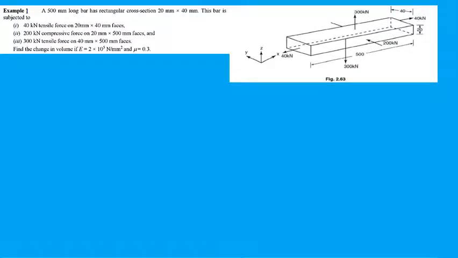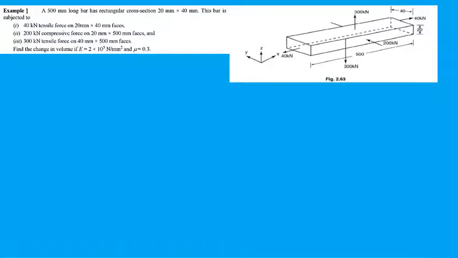Now let us solve the problem. A 500 mm long bar has a rectangular cross section 20 mm by 40 mm. This bar is subjected to: first, a 40 kN tensile force on the 20 mm by 40 mm face; second, a 200 kN compressive force on the 20 mm by 500 mm face; and a 300 kN tensile force on the 40 mm by 500 mm face. Find the change in volume if Young's modulus E is 2 into 10 power 5 Newton per millimeter square, and Poisson's ratio mu is 0.3.